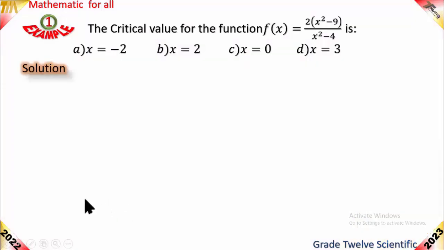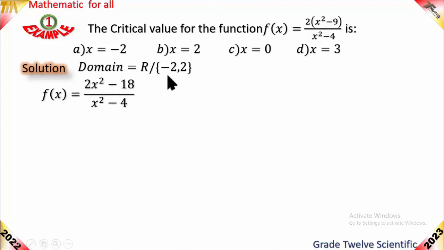Example, the critical value for the function f(x) equal 2 times x squared minus 9 over x squared minus 4 is. First of all, we must find the domain. To find the domain, make the denominator equal to 0. X squared minus 4 is equal to 0. If we solve this equation, then x is plus or minus 2. That means the domain is all real numbers except minus 2 and 2.